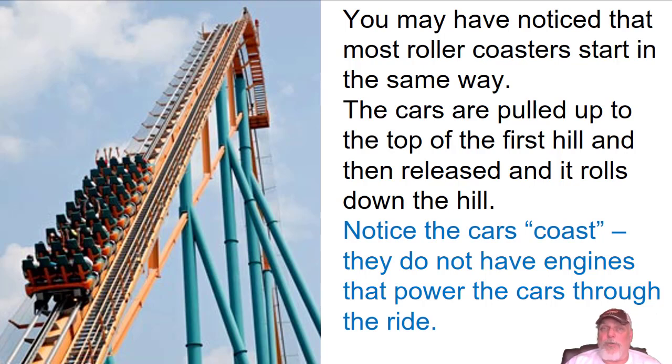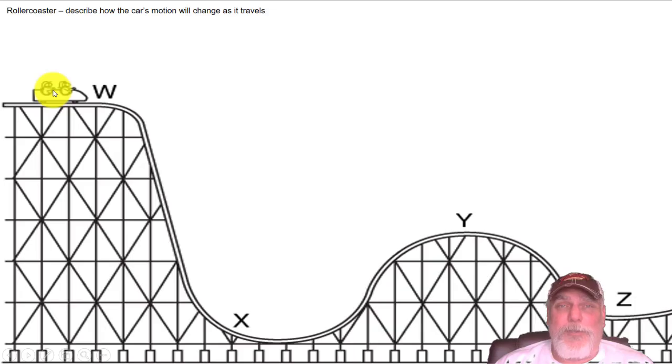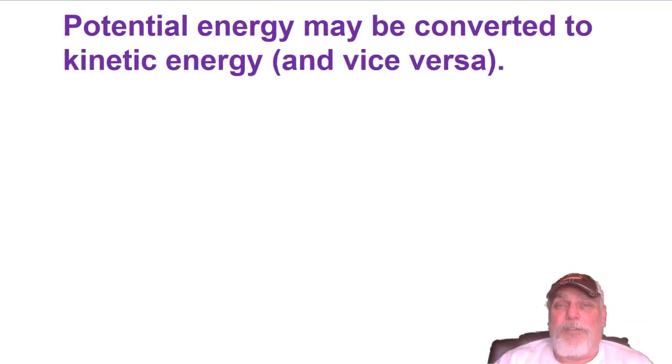The roller coaster cars do not have motors or engines to power them through the ride. If this was a roller coaster ride, when you get up to the very top of that big hill, you're not going real fast. As you start falling down that first hill, you start going faster and faster and faster, and it goes back up this second hill, maybe slows down a little bit, but then it goes down this next hill and speeds up and goes through the rest of the ride all the way to the end. Potential energy may be converted to kinetic energy and vice versa.